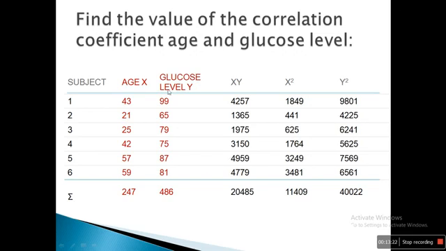Total of x, total of y. You can see the summation symbol over here. Total of xy, total of x square, and total of y square. This is how I have created this table. So I think this is quite simple for you all, because you will get this data whenever you are solving. You will get this data and you have to find out the correlation coefficient.